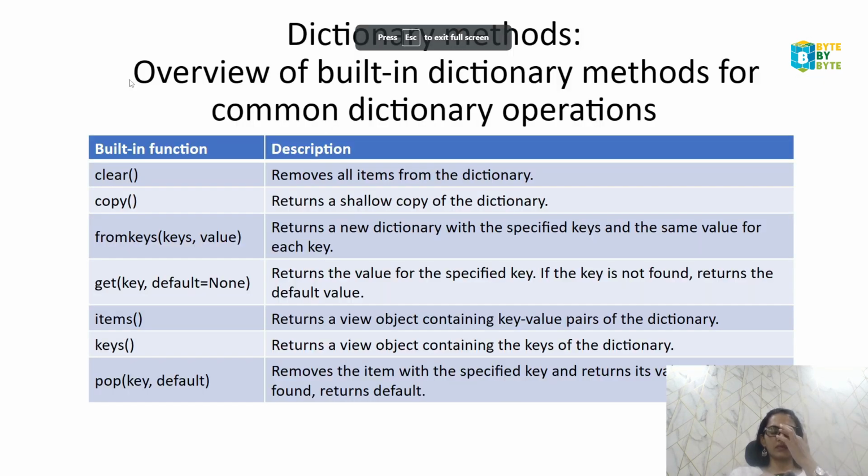Now we'll see the next example. The next function is pop. For pop, you have to give the key. Whatever key you have specified, that key and its value will be popped. It removes the item with the specified key and returns its value. If the key is not found, it returns the default.